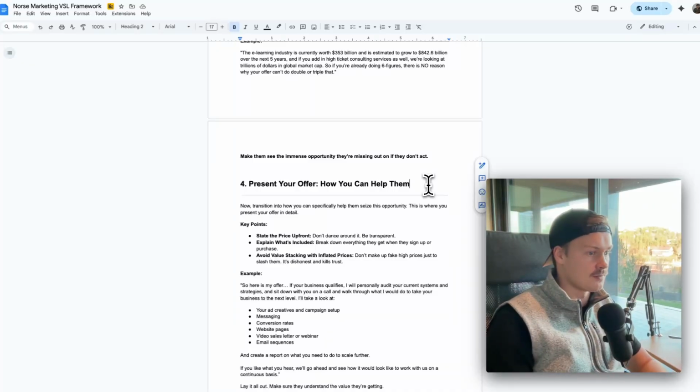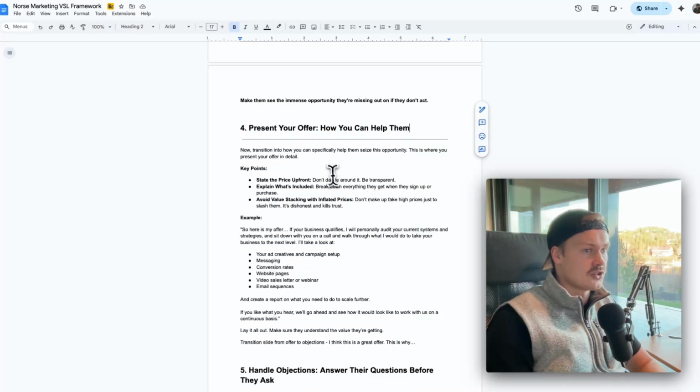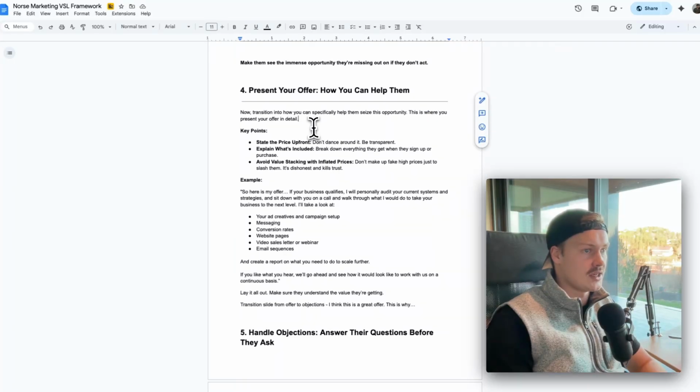So if you have it at the end instead of the middle, probably like half the people who are there are going to see it compared to if you have it earlier in the VSL. So now you need to transition into how you can specifically help them seize this opportunity and where you present your offer in detail. So what you want to do in most cases, okay, is state the price up front. This is going to save your sales team a bunch of time. You don't want to dance around it. You want to be transparent.